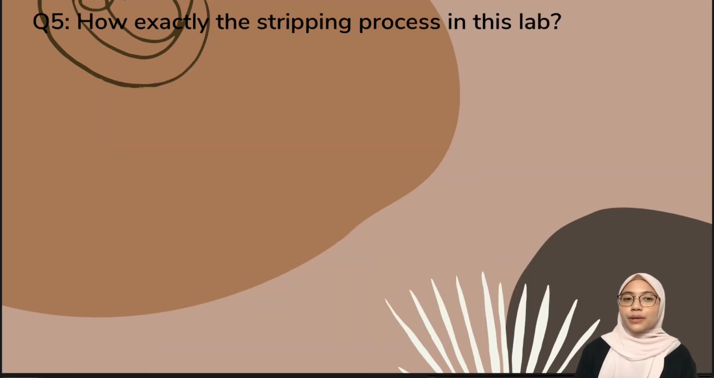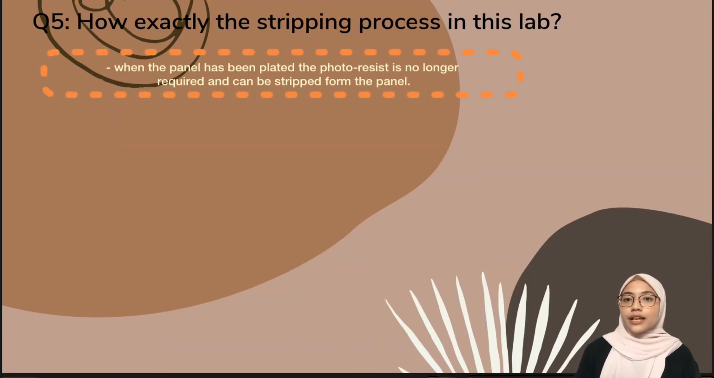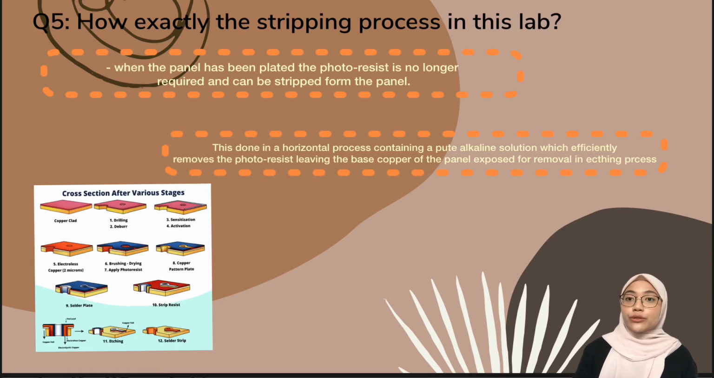What about the stripping process? This process is to remove the dry film resist, leaving the copper on the board. Traces, pads, and other design features are exposed. By doing this stripping process, it will make sure that the board is clean.